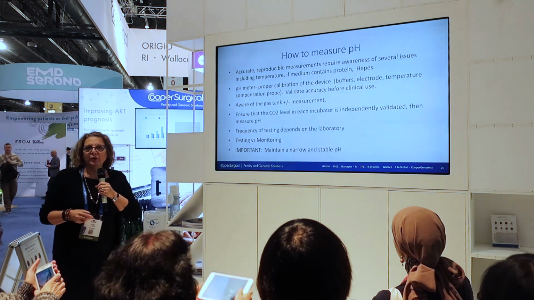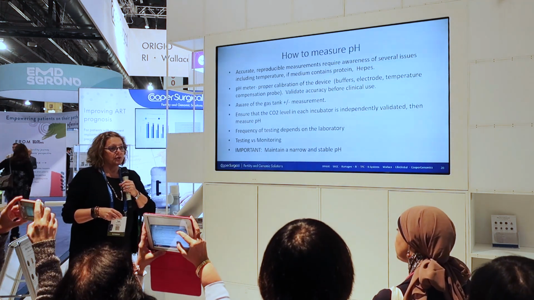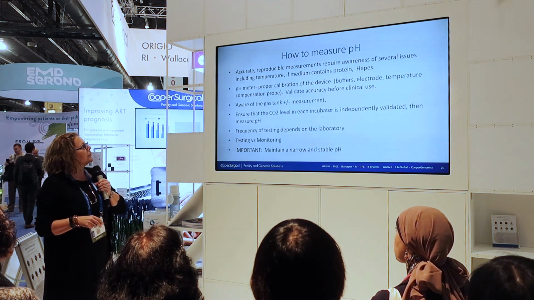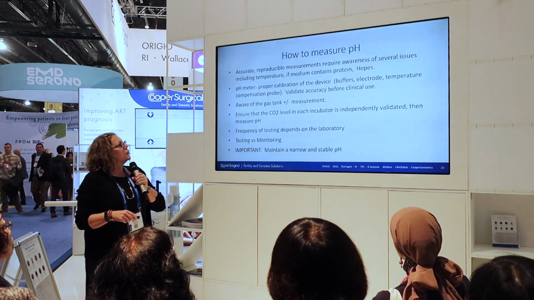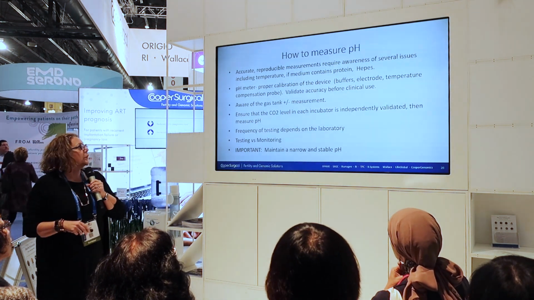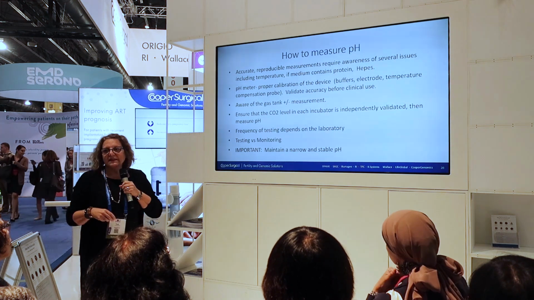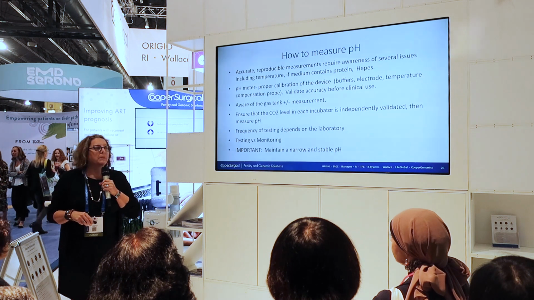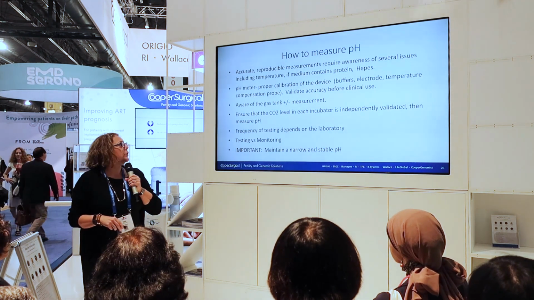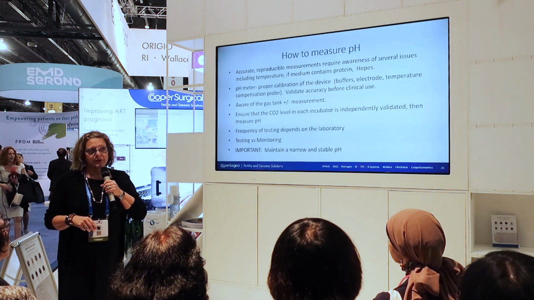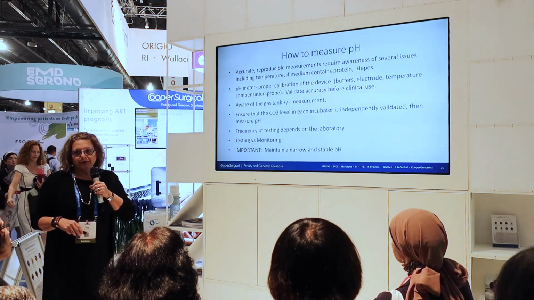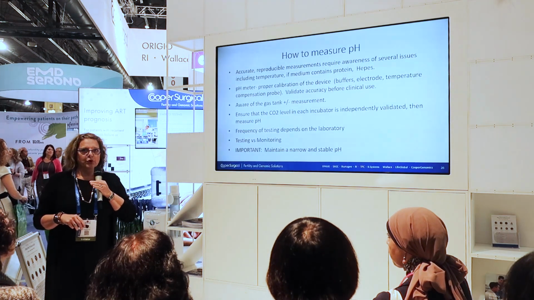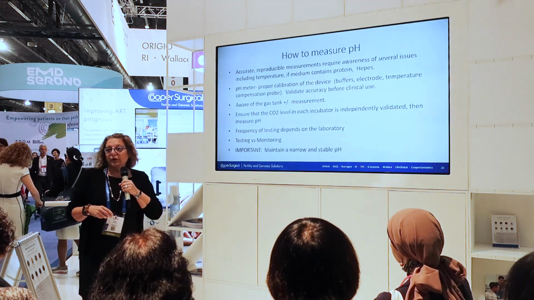So a very important question is, how do we measure pH? The most important thing is that you have to have accurate, reproducible measurements. And you need to be aware of several issues: temperature, whether the media contains protein, HEPES, altitude. All of those will have an impact. If you're using a pH meter, again, it's very important to calibrate your device. So you want to know about your buffer, your electrodes, and you want to validate the accuracy before you start using it. You need to be aware of your gas tanks.